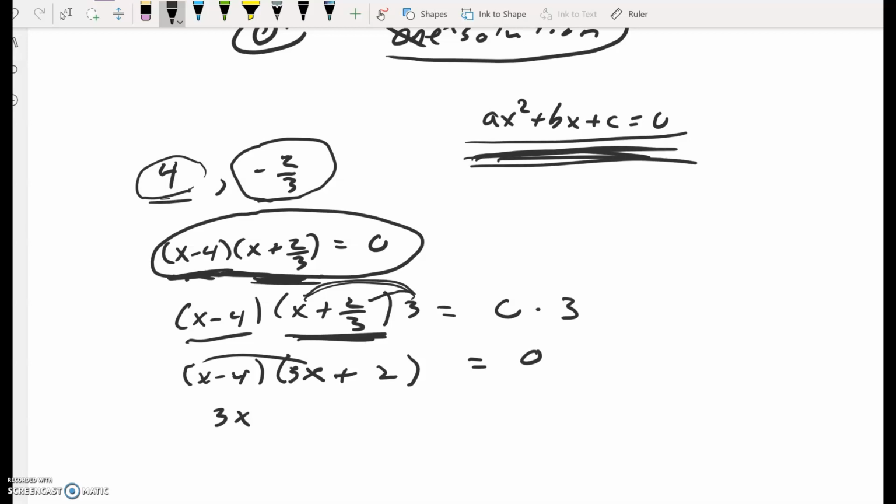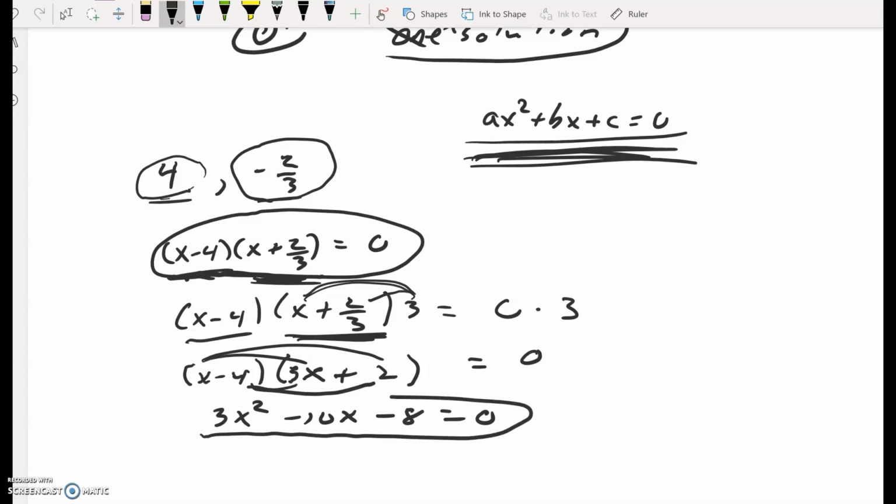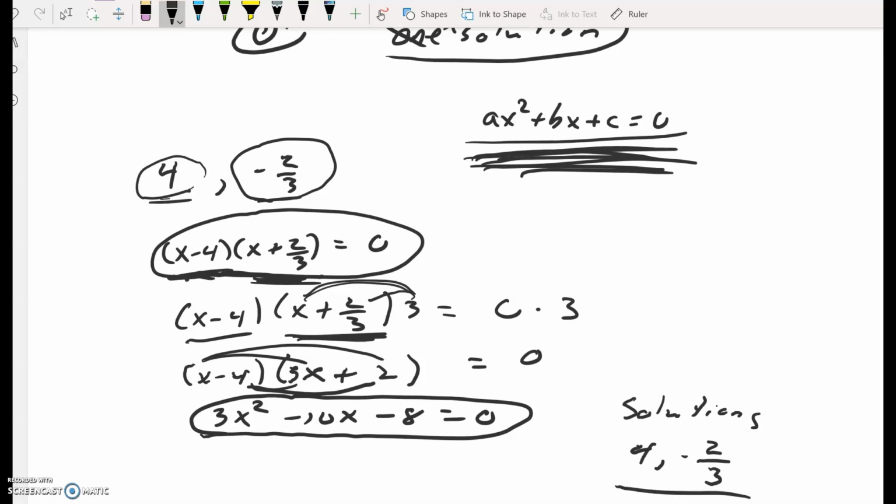x times 3x is 3x squared. And here I have 2x, and here I have minus 12x, and 2x minus 12x is minus 10x, and here I have negative 8, and here I have 0. So here's an equation. It's in this form, and its solutions are 4 and negative 2/3. And we've kind of worked backwards. If you wanted to do the quadratic formula on this, you could. If you wanted to factor it, you could, but it would have these two solutions.